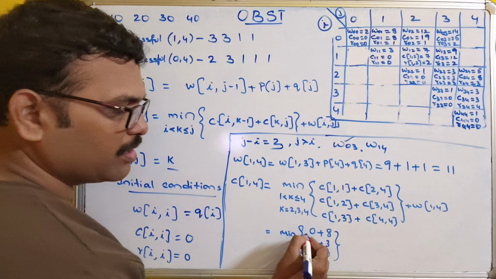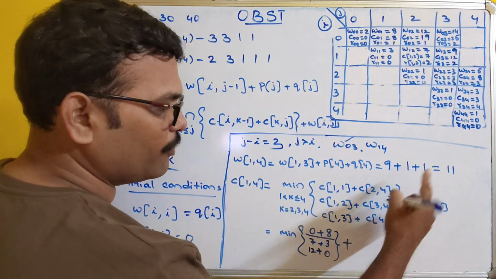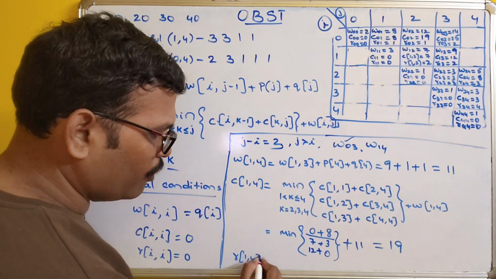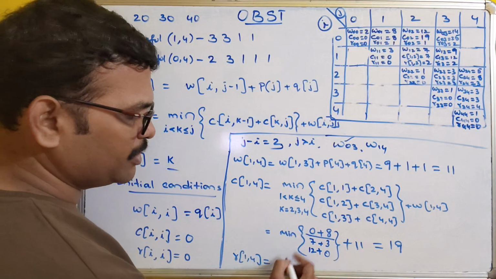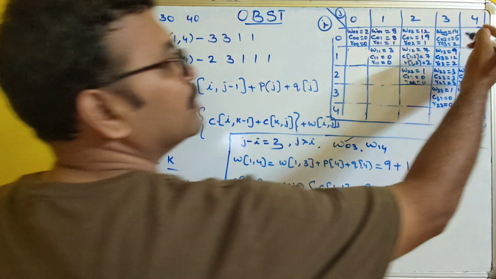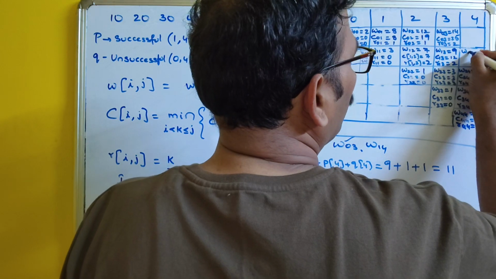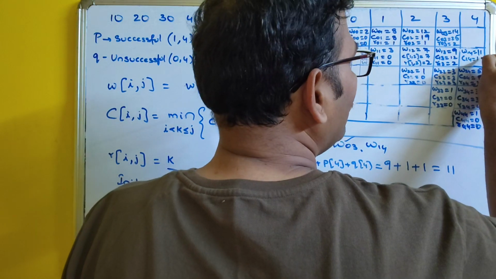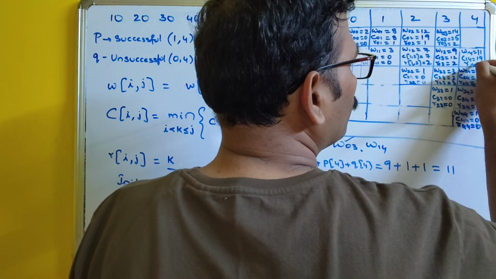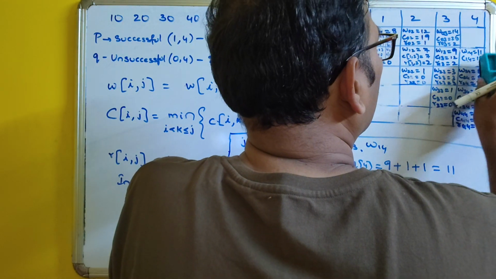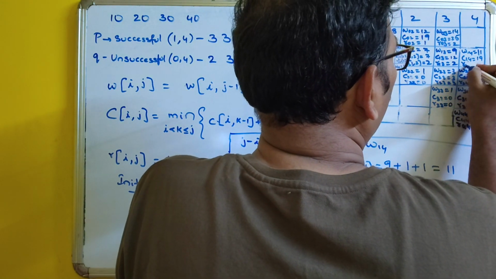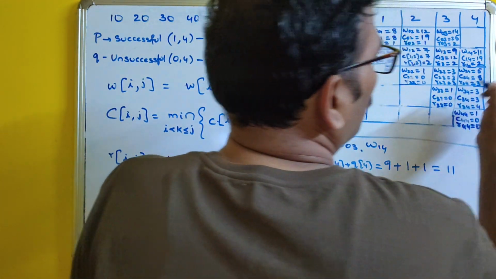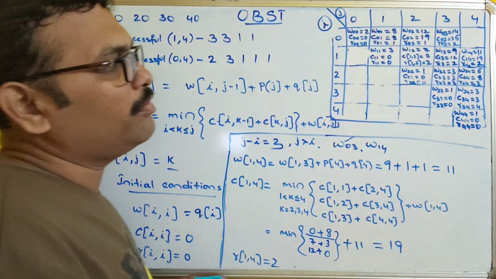So among these three, the first case has the minimum value. W of 1 4 is 11, which will become 19. So root of 1 comma 4 will obviously be the first case, that means 2. Update this in the table, right? So here we have to update W of 1 4 is equal to 11, C of 1 4 is equal to 19 and R of 1 4 is equal to 2. So first case, it's a 2. Okay. So this we have done.